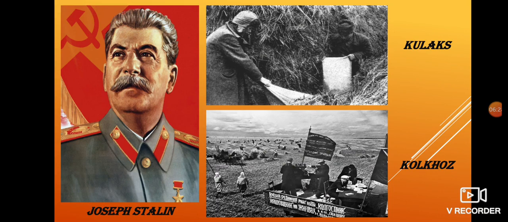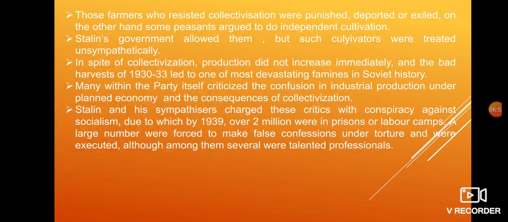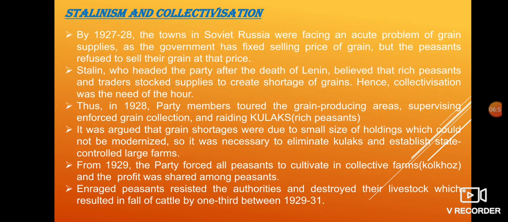So, in 1928, government officials toured the grain producing areas for enforced grain collection, and these members of the party raided kulaks, the rich peasants. But the shortage still continued. So to solve this problem, a decision was taken to collectivize farms and to eliminate kulaks.